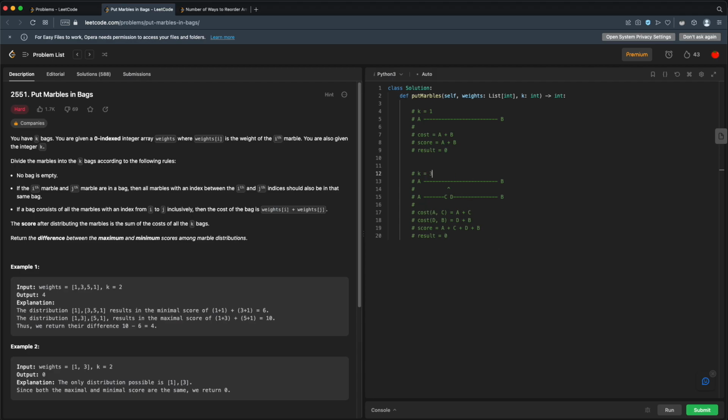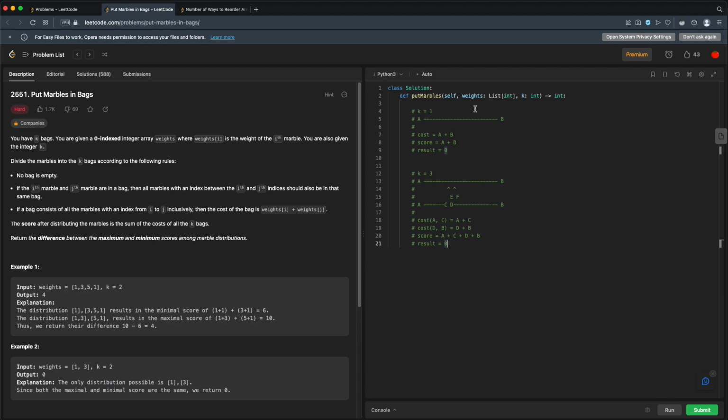What about k equals 3? Well, at that point, we basically have another split somewhere. So we still find the maximum and minimum splits, but then we'll find a second split. And this will be whatever we want to call it, E and F. So we can keep going through and finding these different splits.